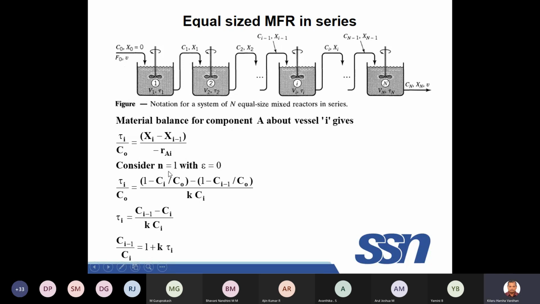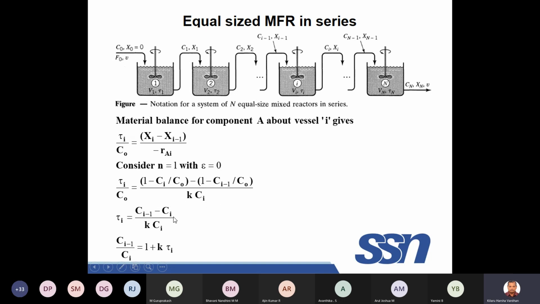Let us consider n is 1, where n is the order, and epsilon is 0, that is, liquid phase reactions. Then xi we can write as 1 minus ci by c naught, and xi minus 1 you can put as 1 minus ci minus 1 by c naught. So if you substitute this, the 1 gets cancelled, and for a first order reaction minus ra is nothing but k into ci power n. n is 1, therefore ci. There is no expansion for our simplification, so you are left with this particular equation.